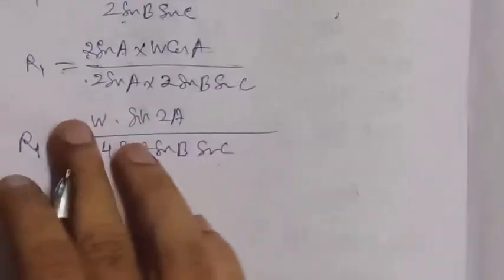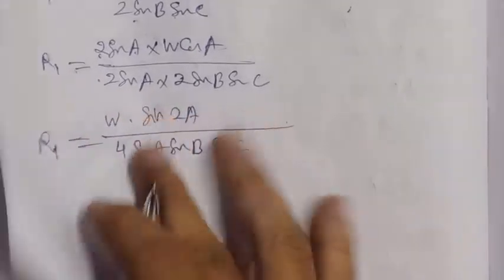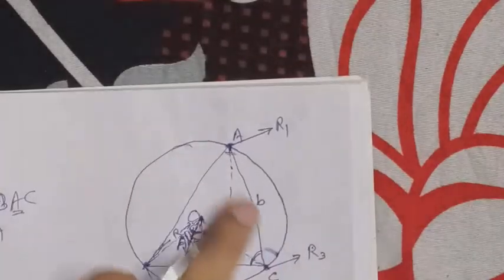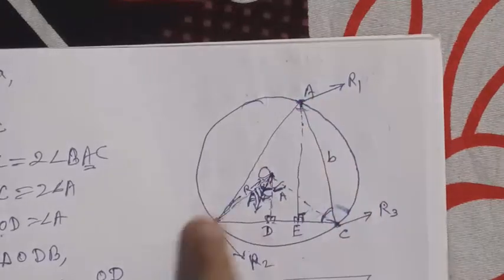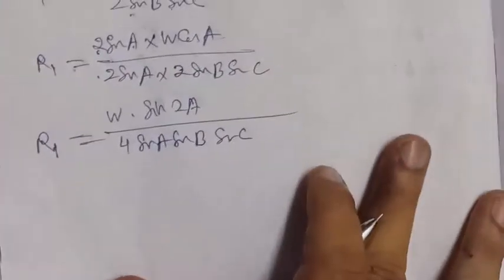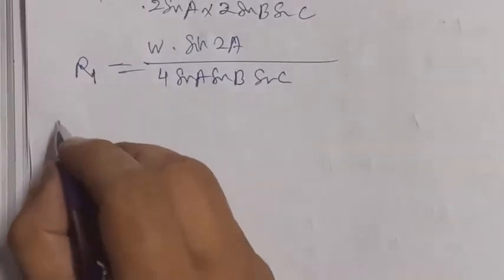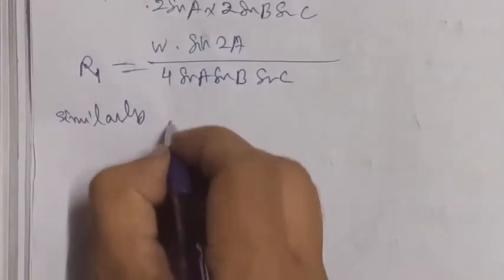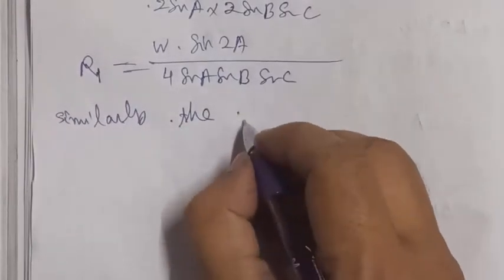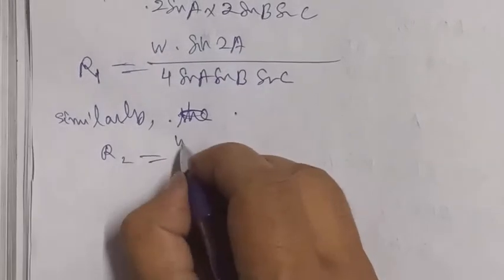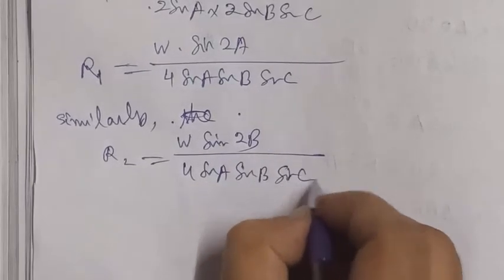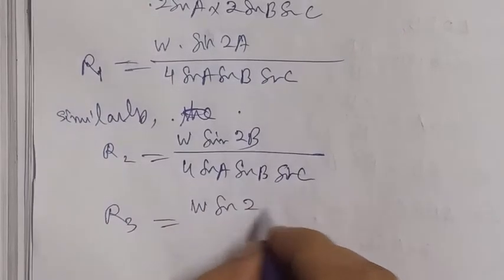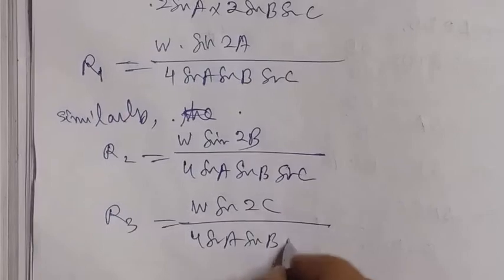Similarly, the reactions R2 and R3 at the other two supports, by taking CA and AB as lines of rotation respectively, we get the values of reactions R2 and R3. So we write, similarly, R2 is equal to W sin 2B upon 4 sin A sin B sin C. R3 is equal to W sin 2C upon 4 sin A sin B sin C.